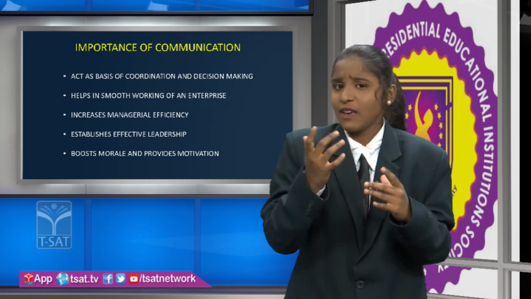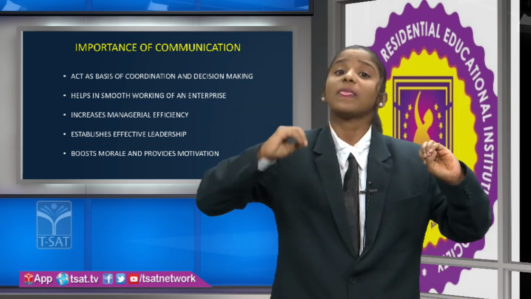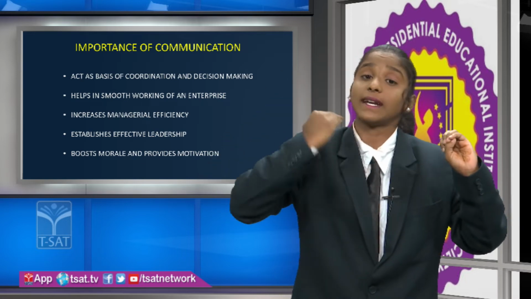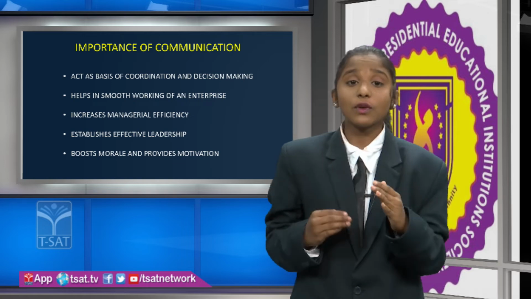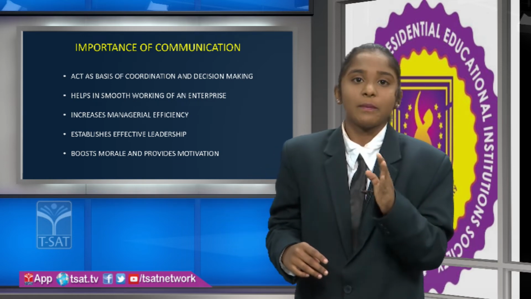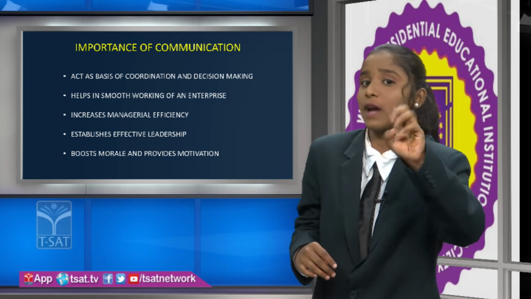So, for example, I was a student of this society. So, we are able to understand what the proper thing is. We have to take a better decision to make all the proper particular things. So, we have to go through the basis of coordination and make decisions perfectly. So, this is a point in the importance of communication.